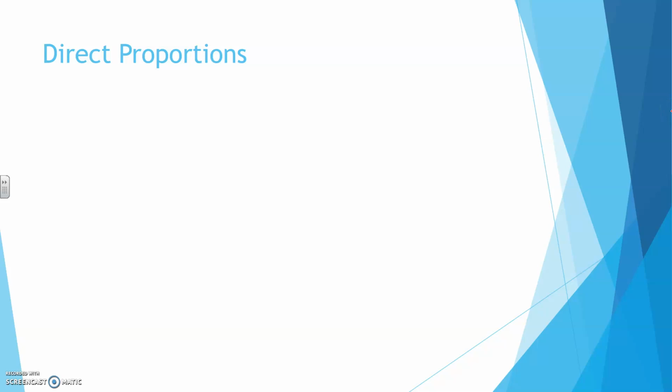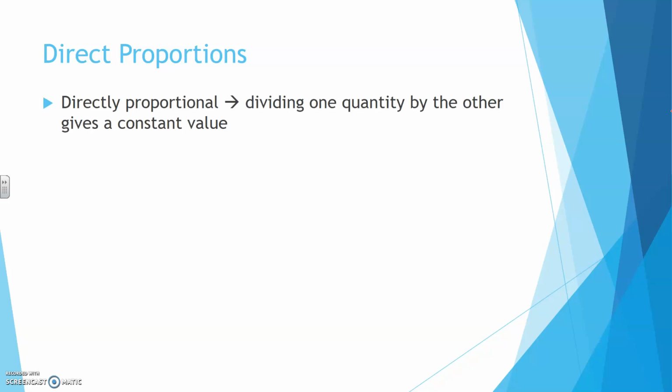So now we're going to talk about proportions real quick. There are two different types of proportions: a direct proportion and an indirect proportion. It's relatively easy to remember the two, but directly proportional means that dividing one quantity by the other gives a constant value. This is written as y is proportional to x. That weird looking symbol that looks like a fish basically means "is proportional to."